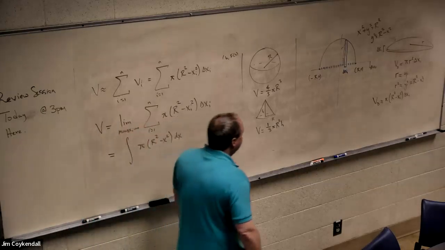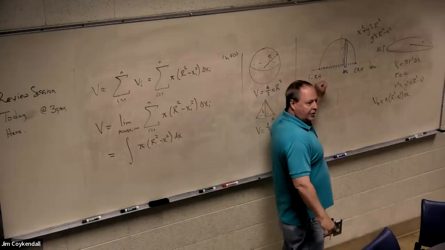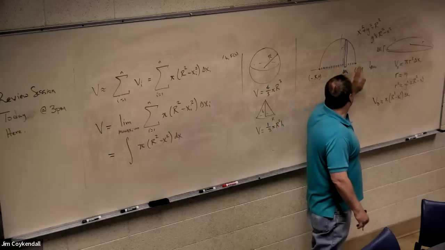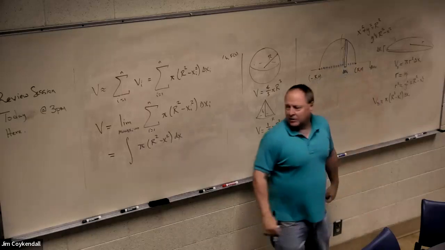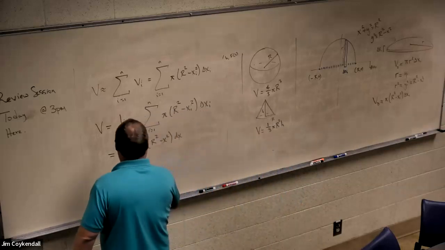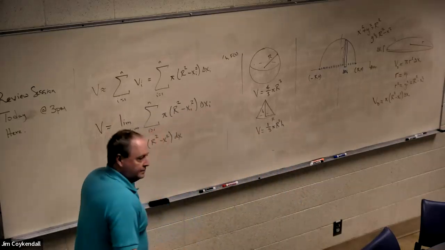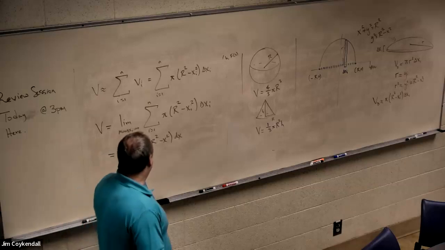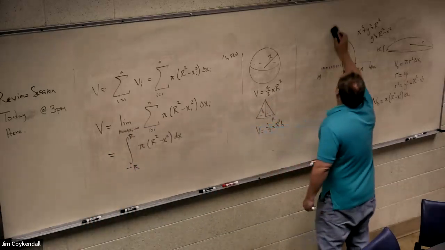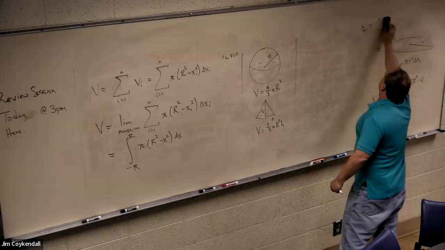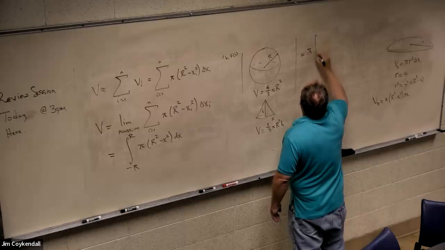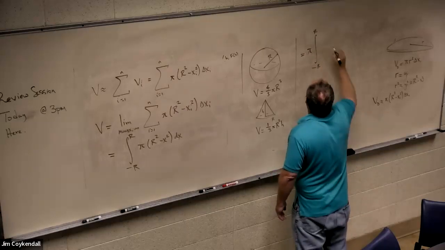And what are my limits? Look at my picture. Where do I start making my records? When x is negative r, and I'm not done until x equals r. Everybody okay with me? And this is actually an easy integral to do, believe it or not. This is pi times the integral from minus r to r.